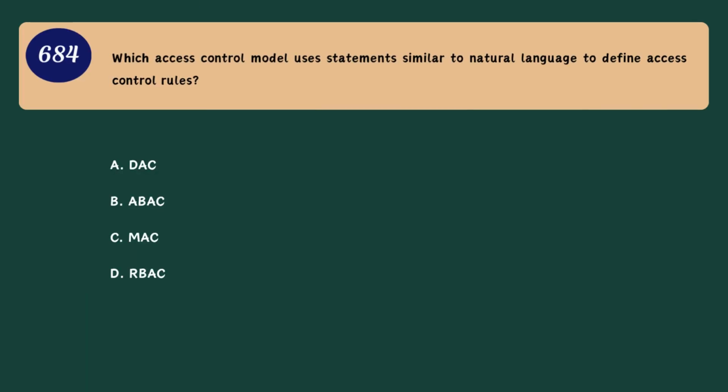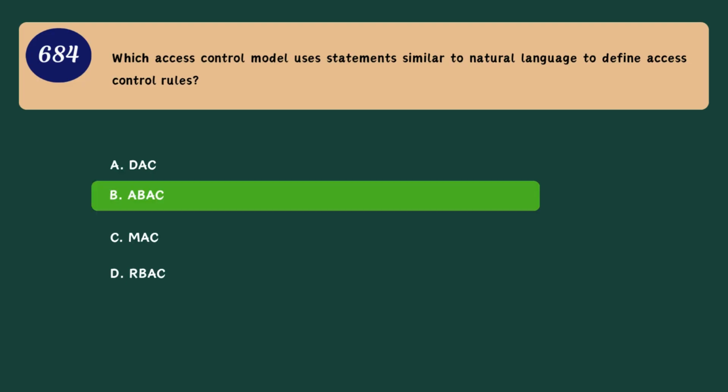Question 684. Which access control model uses statements similar to natural language to define access control rules? A. DAC, B. ABAC, C. MAC, D. RBAC. Correct answer. B. ABAC.